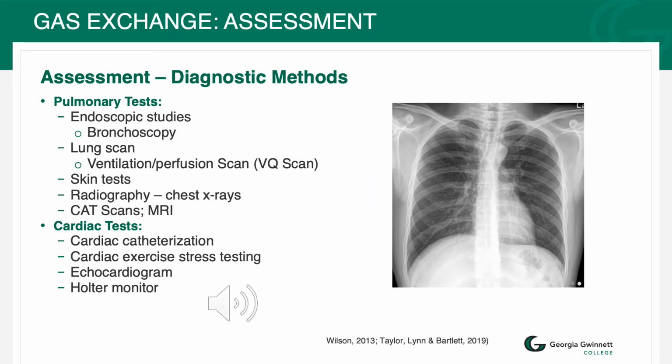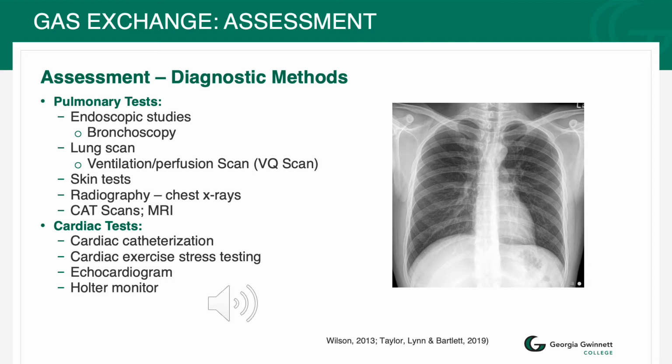So some more diagnostic methods to assess the oxygenation status of your patient. Pulmonary tests that include endoscopy studies, such as a bronchoscopy. This can be done for a couple different reasons. They actually put a tube in the lungs. They put it down through the trachea. There's a camera on the end of it, and they can visualize the lungs. They can take a sample of a tissue or remove a foreign body through a bronchoscopy.